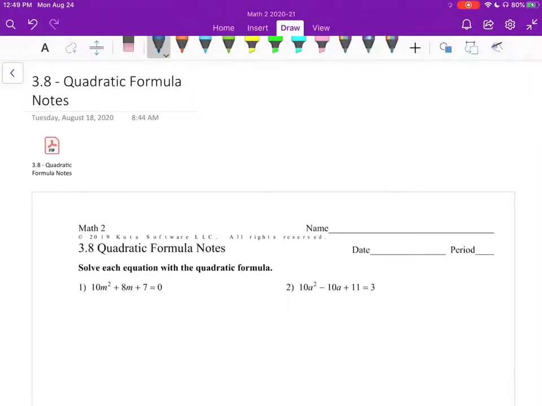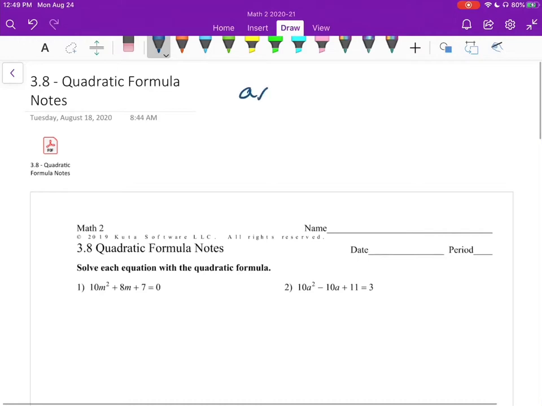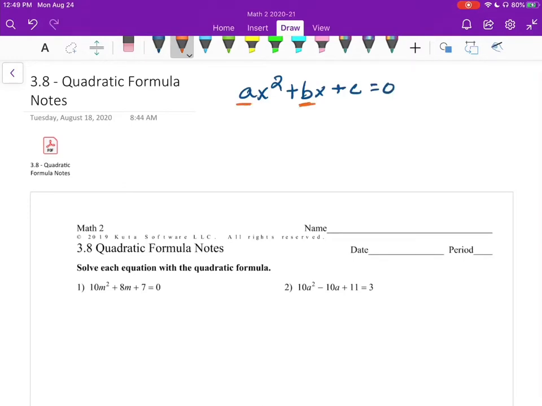All right, Math 2 3.8, the quadratic formula. So the quadratic formula, if you have an equation in the form of ax squared plus bx plus c equals 0, where you have a, b, and c, then you know that x equals negative b plus or minus the square root of b squared minus 4ac all over 2a.